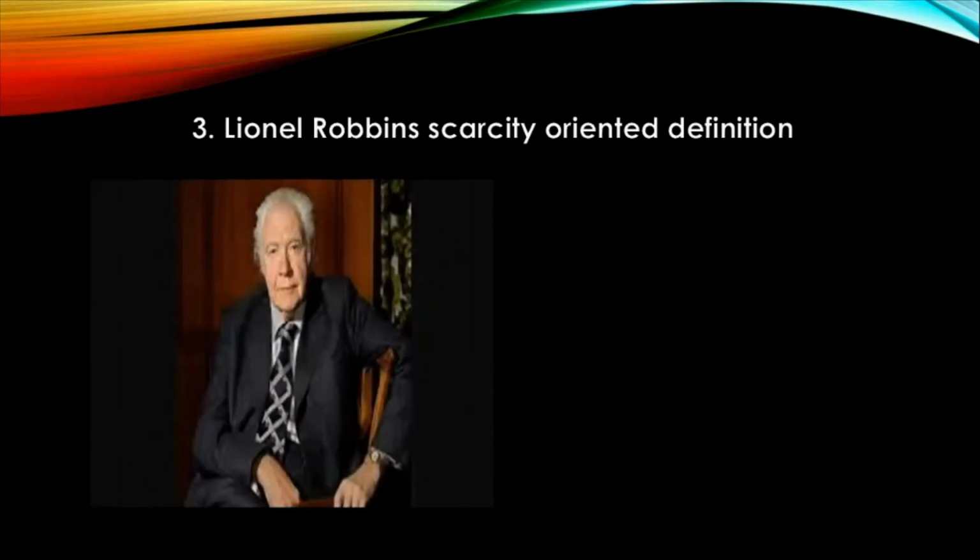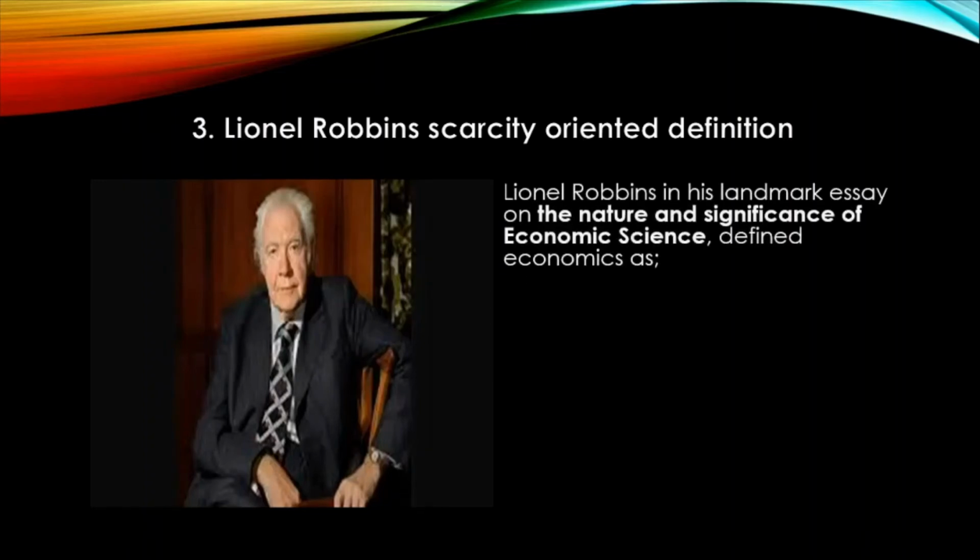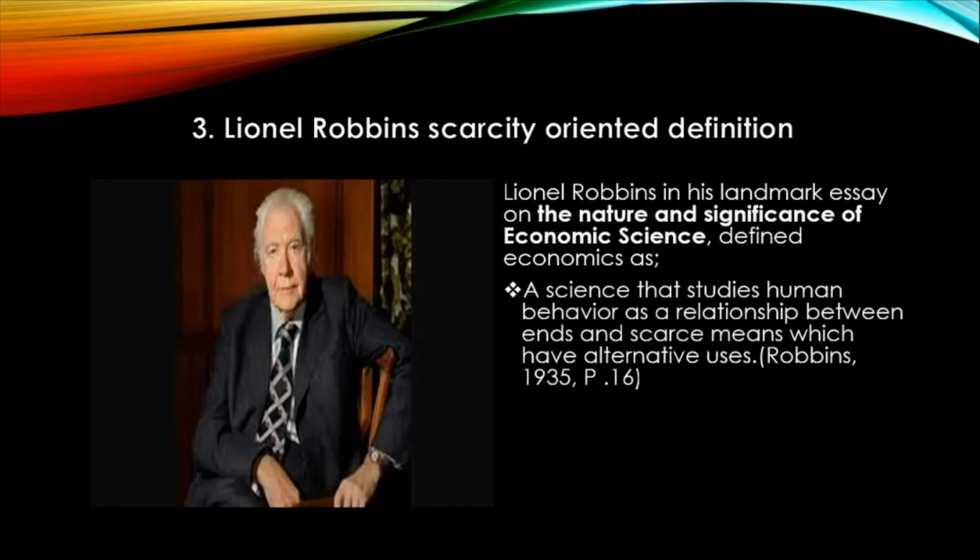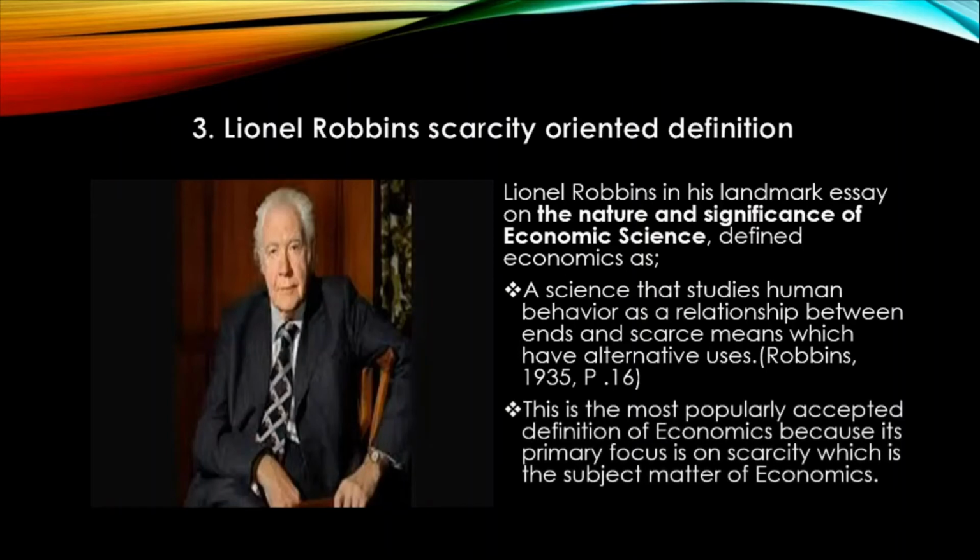So let us take a quick look at Robbins' scarcity-oriented definition of economics. Now, Robbins, in his landmark essay which was titled The Nature and Significance of Economic Science, defined economics as a science that studies human behavior as a relationship between ends and scarce means which have alternative uses. And frankly speaking, this is the popularly accepted definition of economics because its primary focus is on scarcity, which is the subject matter of economics.